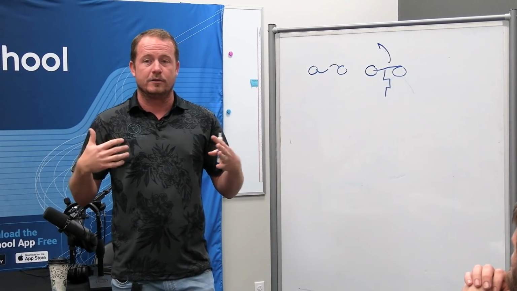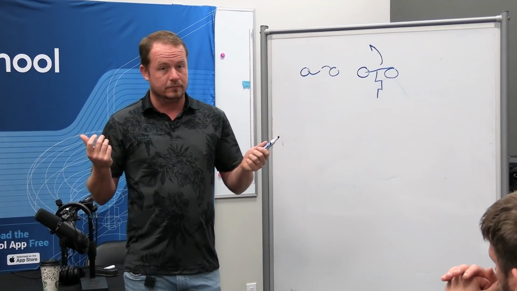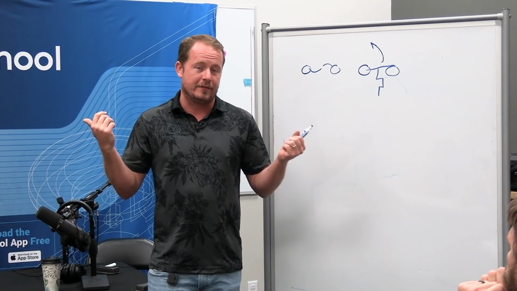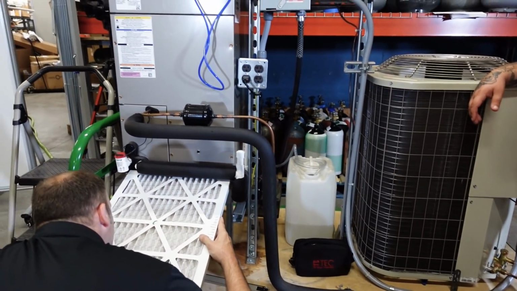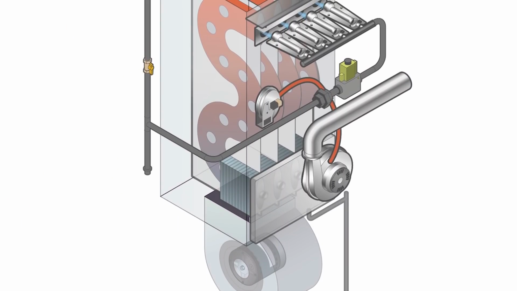So what's a reason why it could get way too hot inside the furnace? Airflow. Airflow would be the number one reason. And what are some obvious things that you check when you have an airflow problem? Filter. Air filter? Blower. Coil. Blower, coil, right? Now somebody might say, well, that doesn't make any sense.